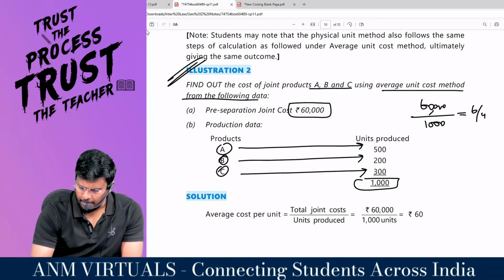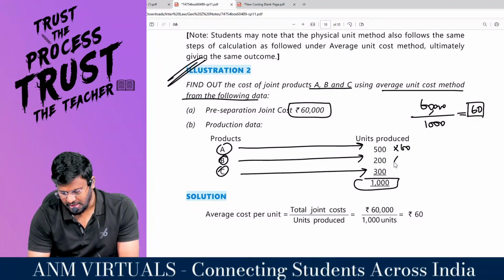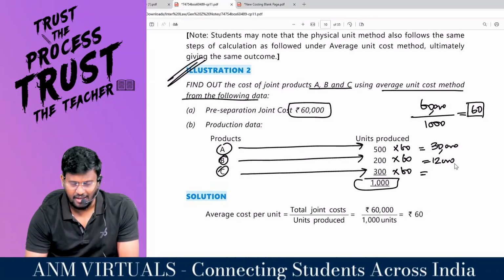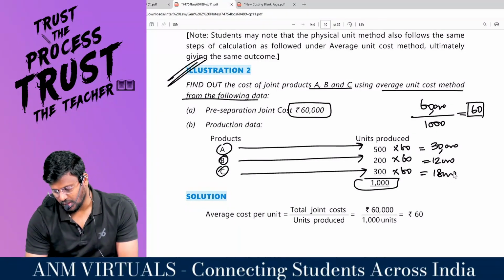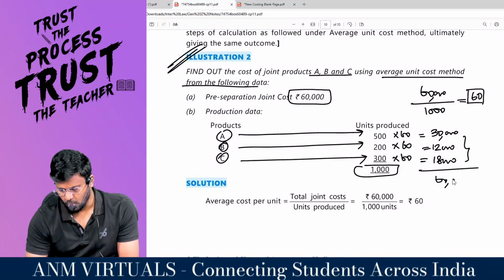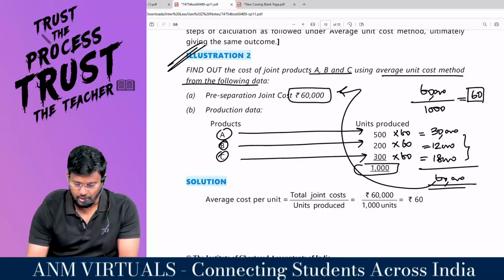So whoever it may be, my dear lovable students, I have spent 60 rupees per unit. Comfortable? So 500 into 60, 200 into 60, 300 into 60. 500 into 60, 30,000. 200 into 60, 12,000. Sir, 300 into 60, 18,000. 30,000 plus 12,000 plus 18,000, 60,000. What is the total joint cost? 60,000. That's it with regard to the average unit method.